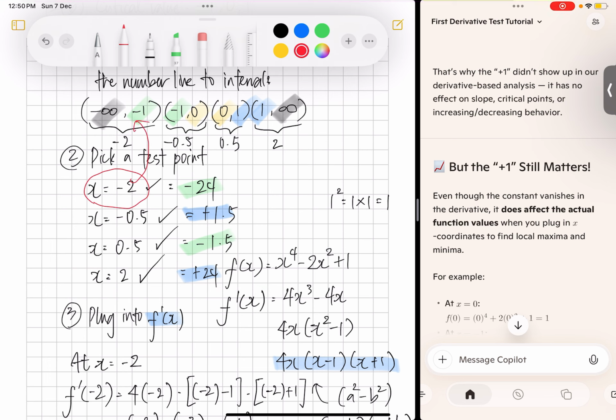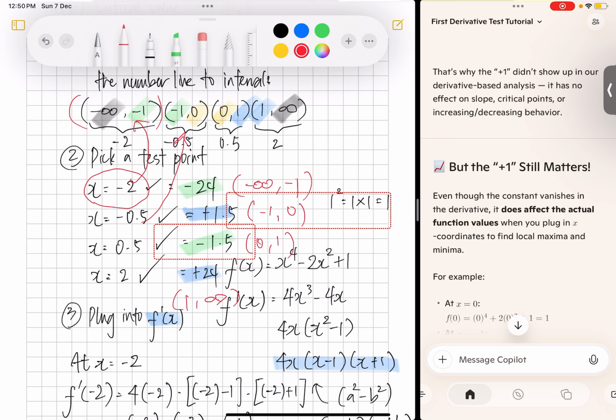The reason why we got the test point of negative 2 in the first place was because we took it from here. So this is negative infinity, comma, negative 1. And then for here, it's going to be this one. Remember, we took it from here. So this is negative 1, 0. And then this is 0, 1. And then this is 1, comma infinity.